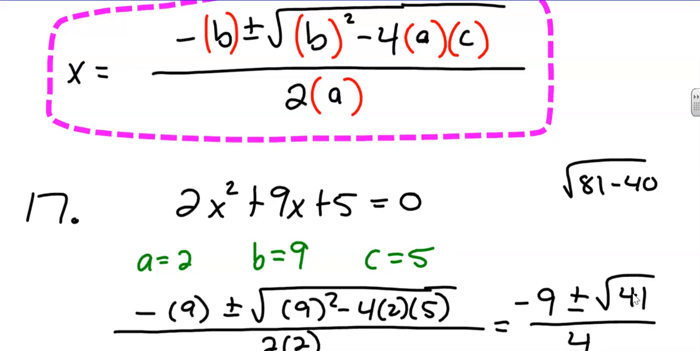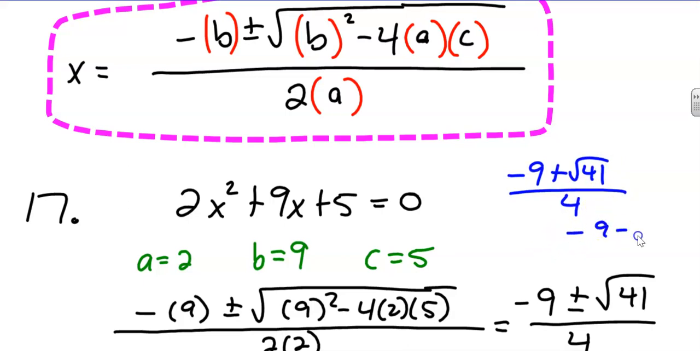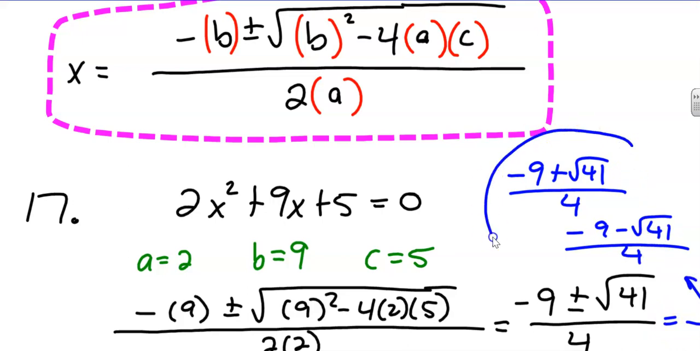And the only thing you would have to do for the online answer is to go back and separate that into two parts. So one answer would be negative 9 plus the square root of 41 over 4. The other answer would be negative 9 minus the square root of 41 over 4. And again, if the radical doesn't break down, doesn't simplify, just leave it like it is.